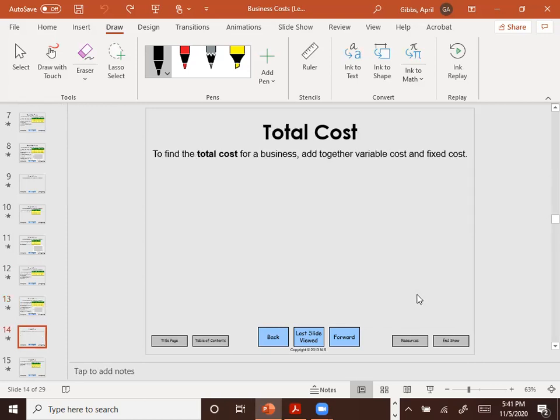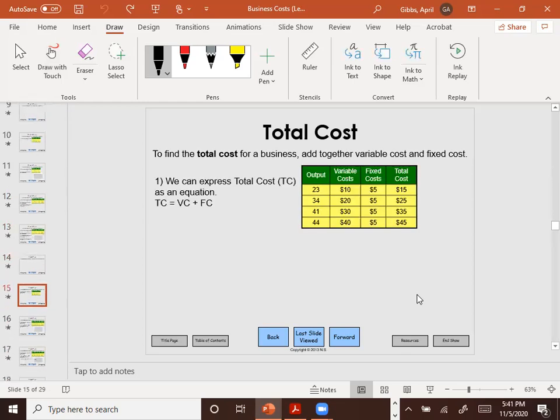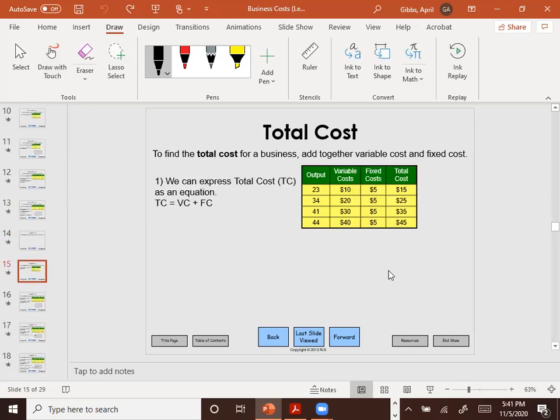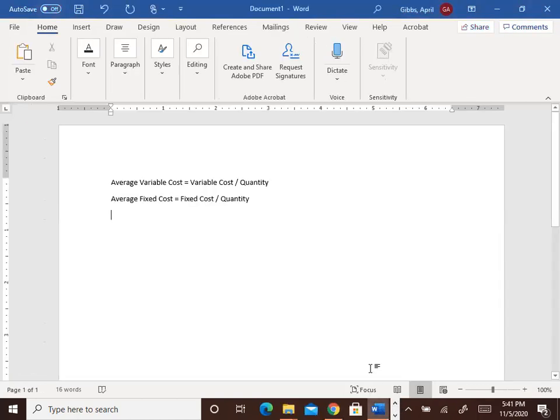Then you have your total cost. To find the total cost for a business, you add together your variable cost and your fixed cost. Total cost is what you really want to focus on if you're running a business, because that's how much it costs to run your business. So we have another formula here. We have total cost equals variable cost plus fixed cost.